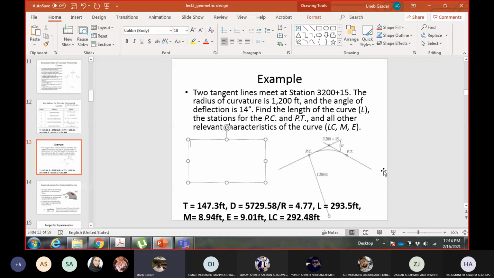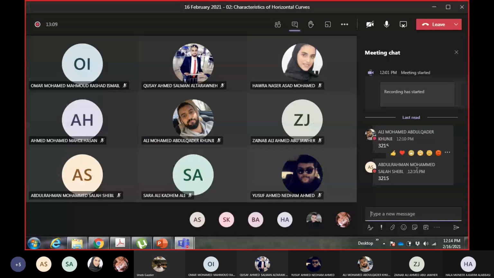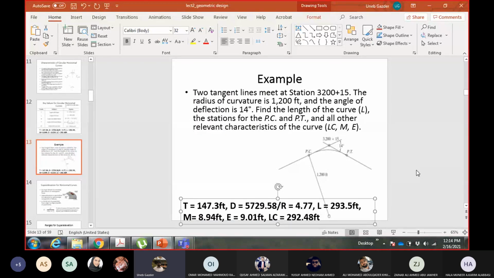We don't have a station PC, right? So if I want to find the station PC, then I should have the distance between PI and PC. So what do we call the distance between PI and PC? Which of these parameters is the distance between PI and PC? T, the tangent length, right? Yes, the distance between PI and PC is the difference of stations.